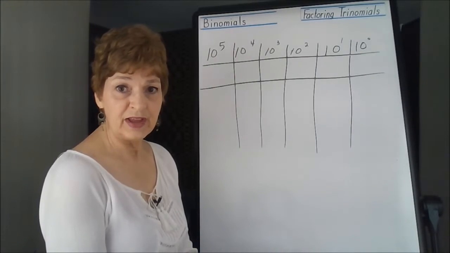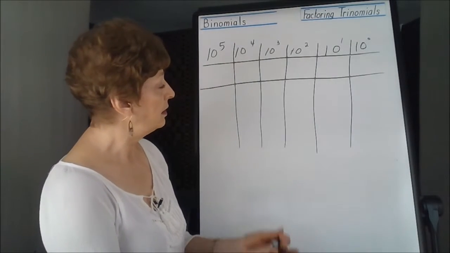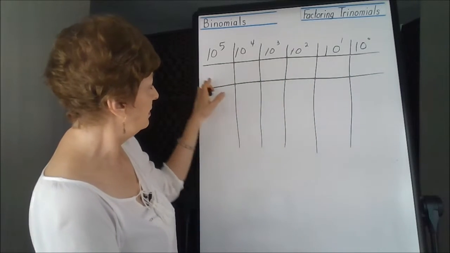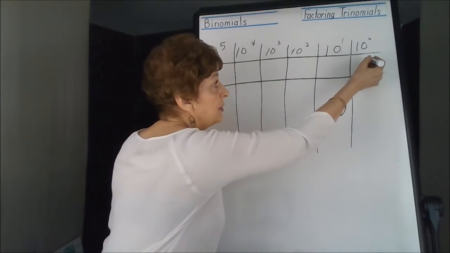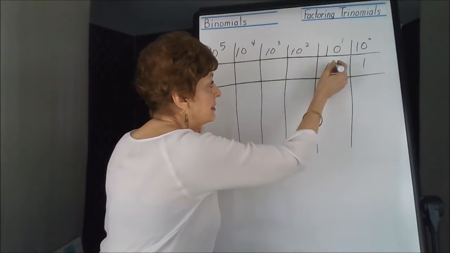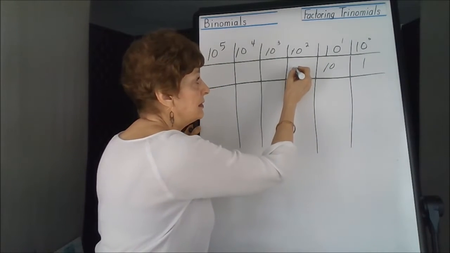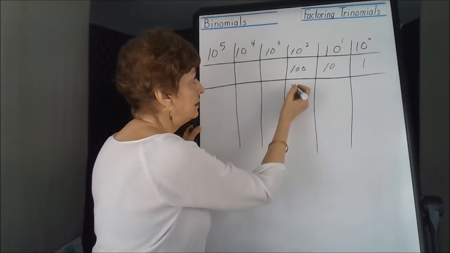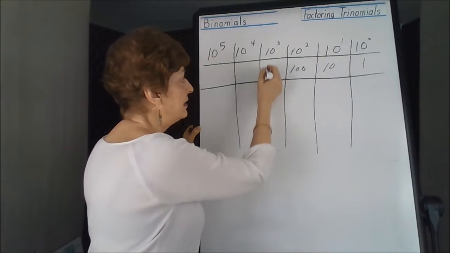Let's look at that place value a little more carefully. Here's our base 10. This would be the units column, or the ones column. This is the tens column. 10 times 10 is 100. 10 times 10 times 10 is 1,000.